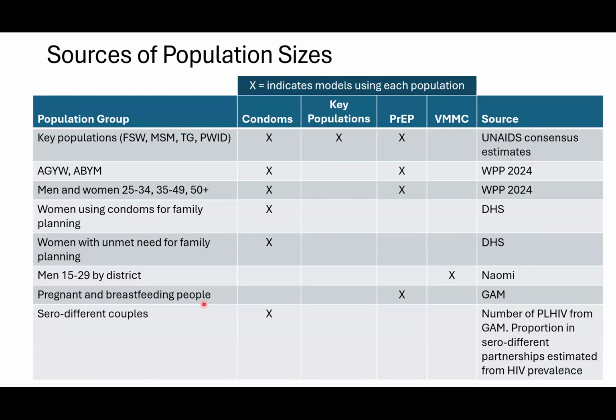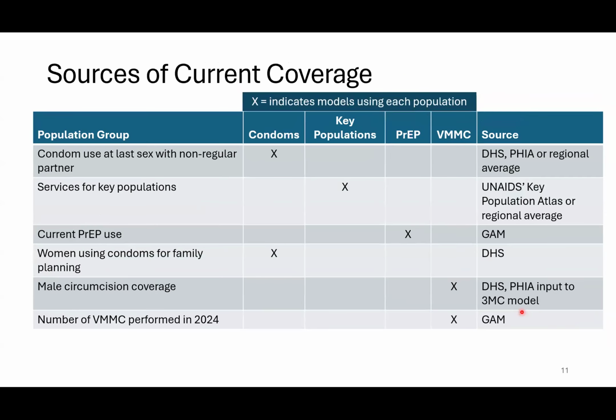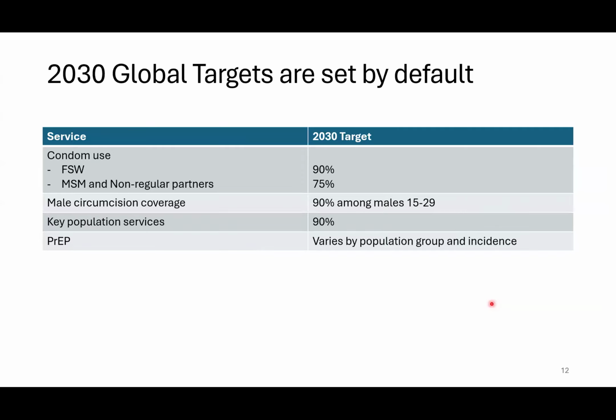So where do the data come from that are built into the model? They come from various sources. Key population sizes are based on UNAIDS estimates, which Elena will talk about. Most of the demographic information comes from the World Population Prospects, which are estimates made by the United Nations Population Division. We also rely on the DHS surveys for information about family planning and key behaviors, and your inputs to GAM. For current coverage, it's largely inputs that you provide to GAM or a national survey. And then the global targets. The targets are set initially to reflect the global targets. And then, as I mentioned, you're able to change those if you have national targets that are somewhat different.